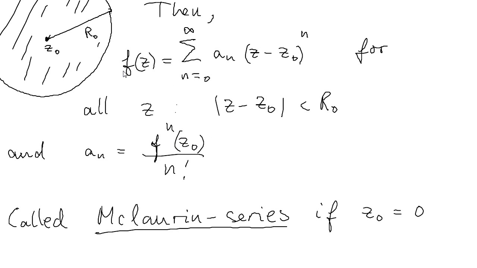Okay, let's consider another example. We are going to consider the case when f of z is equal to sine z, and we are going to find the Maclaurin series for this function. That is when z0 in this expression is equal to 0.